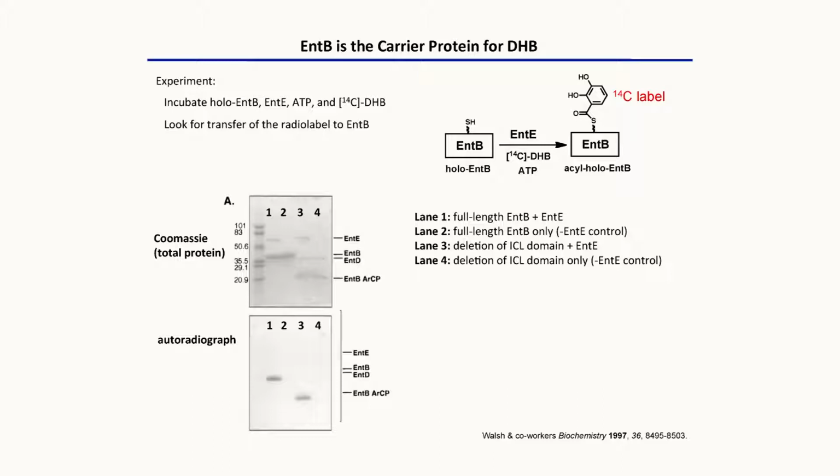Okay, and this is an important point. In order to see this, we cannot have radio-labeled PPANT arm in this case, right? Because that would give you a big background. So they're going to prepare NB with the PPANT arm unlabeled, right? We know that will work based on the prior study, and now we repeat that with unlabeled CoASH. And then ask if we incubate holo NB with NE, ATP and radiolabeled DHB, do we see transfer of the radiolabel to this protein here?